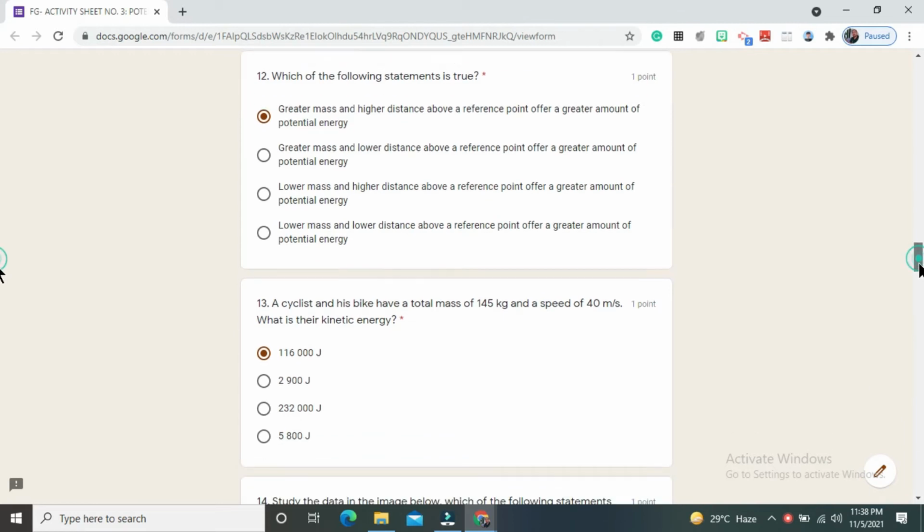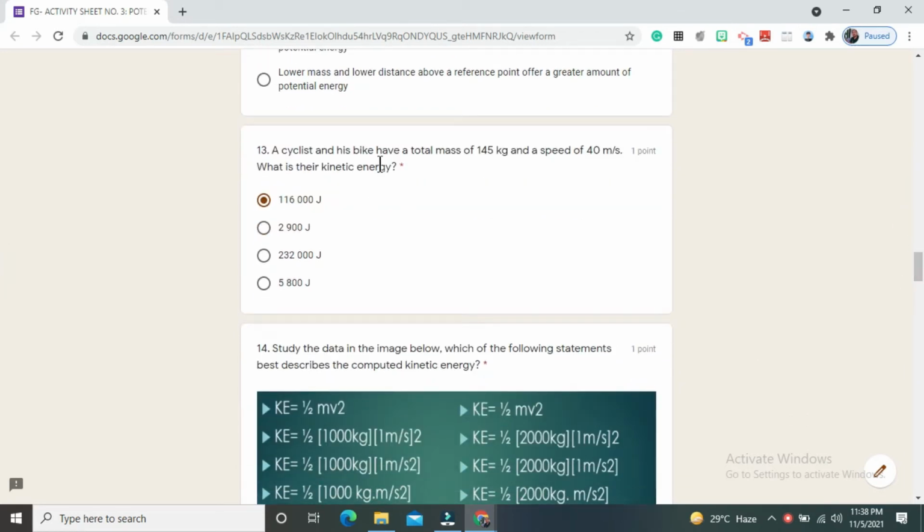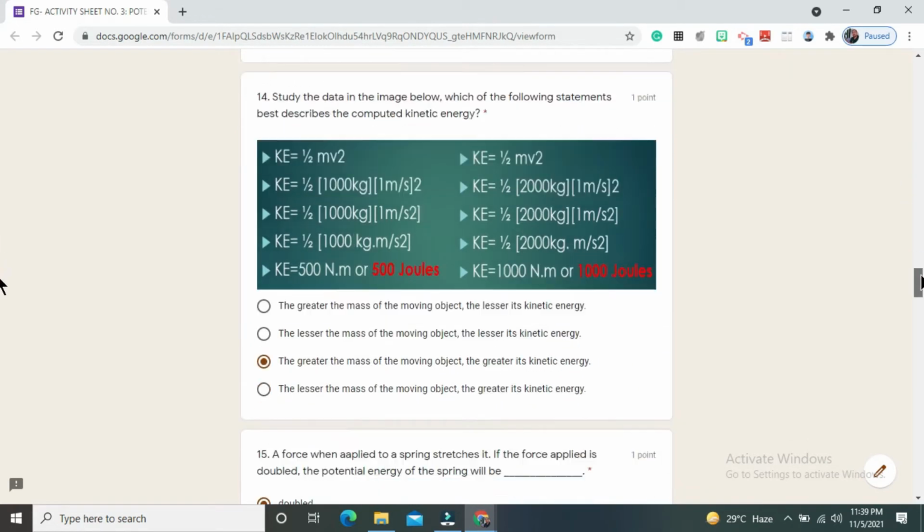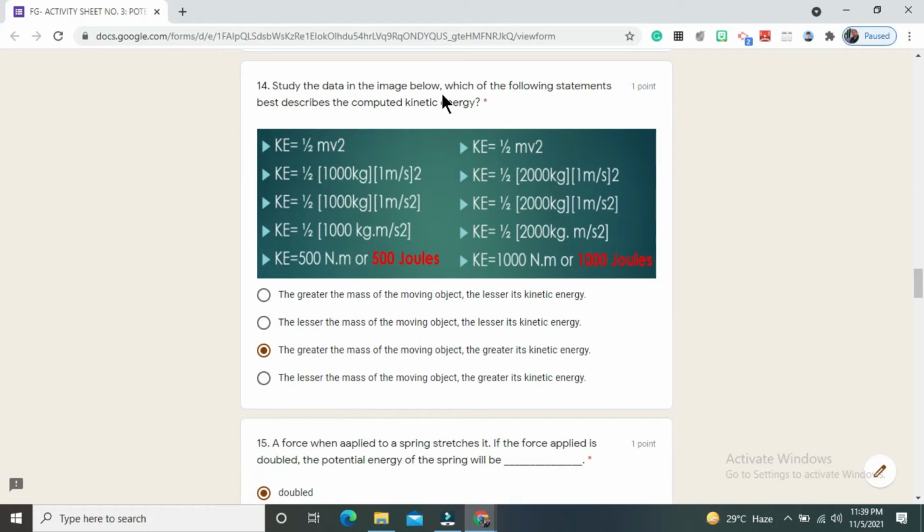Question number 13. A cyclist and his bike have a total mass of 145 kilograms and a speed of 40 meters per second. What is their kinetic energy? The correct answer is 116,000 joules. Question number 14. Study the data in the image below. Which of the following statements best describes the computed kinetic energy? The correct answer is the greater the mass of the moving object, the greater its kinetic energy.